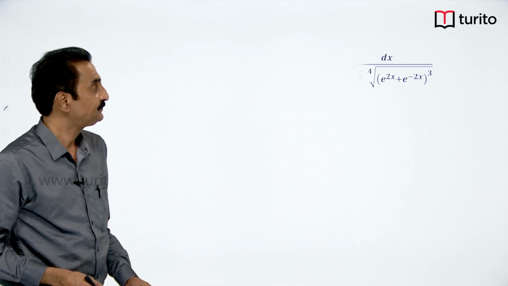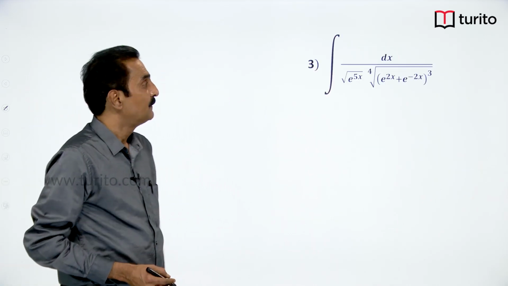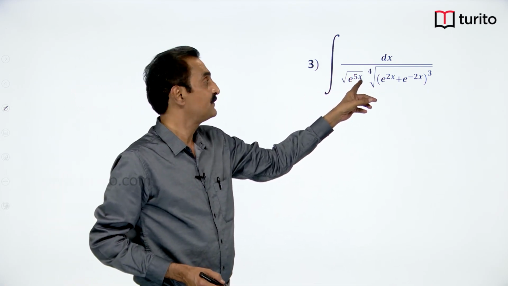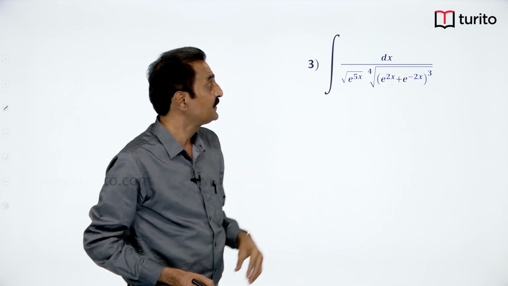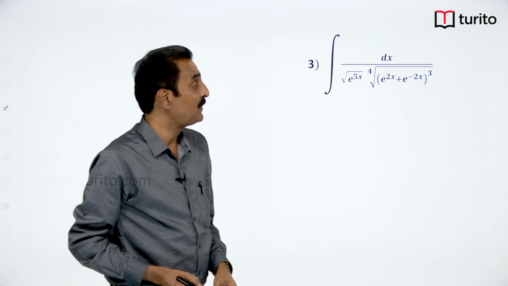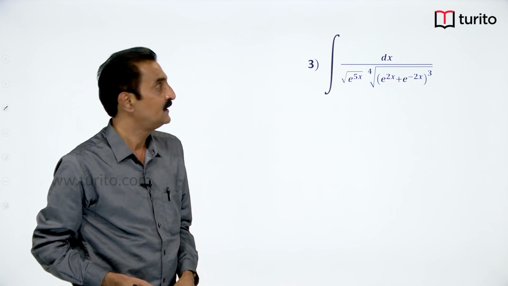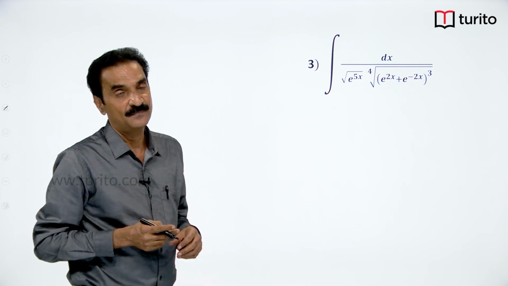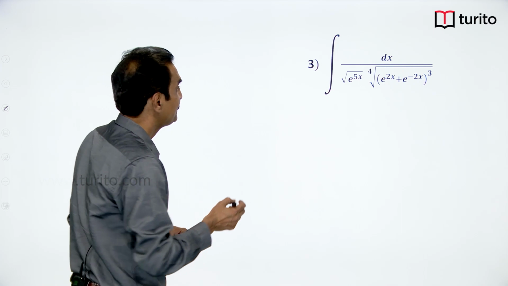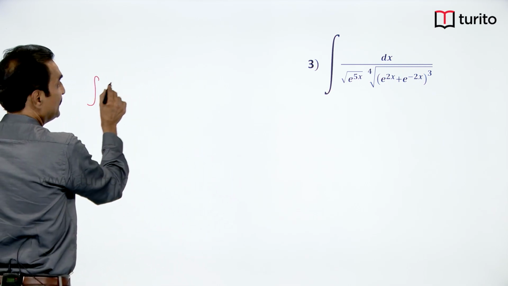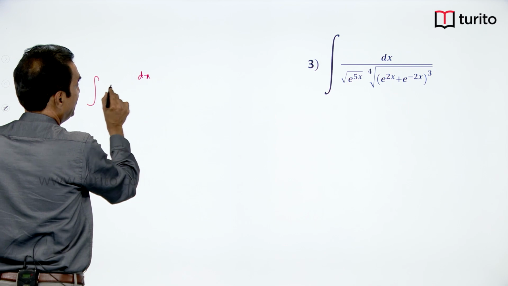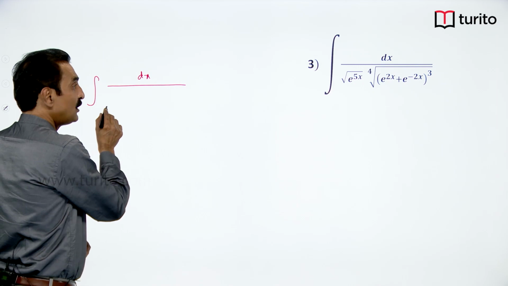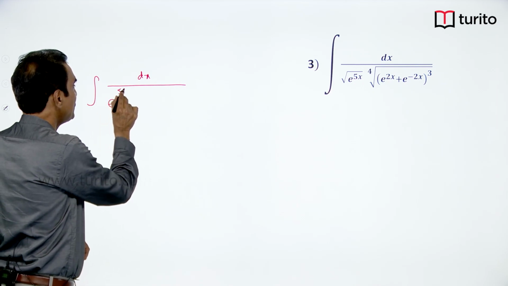Next question. Integral dx by root over e power 5x into fourth root of e power 2x plus e power minus 2x. We have to rearrange the terms and then try the substitution. How to rearrange the terms? Integral dx by e power 5x is root over e power 5x is e power 5x by 2.